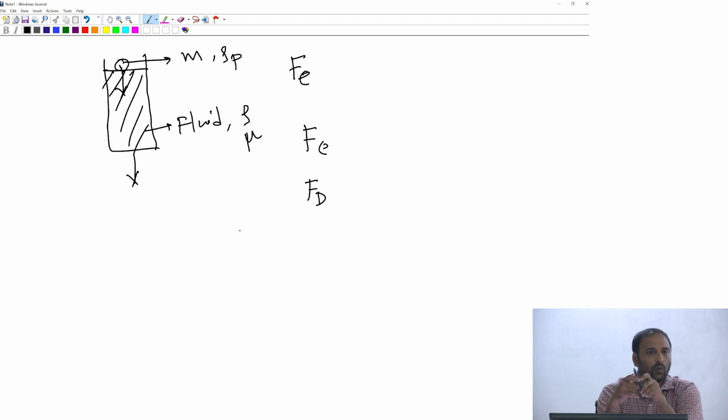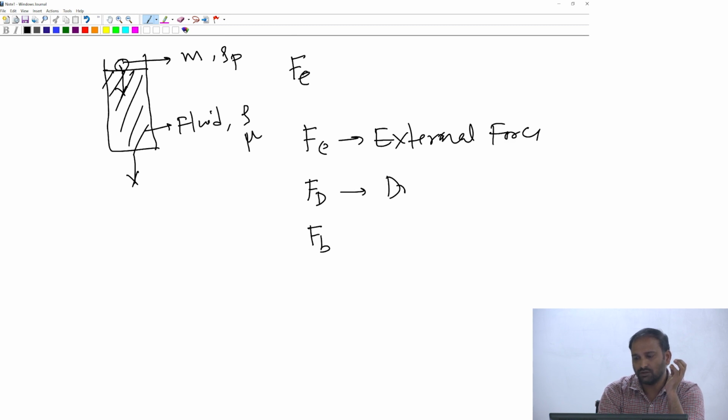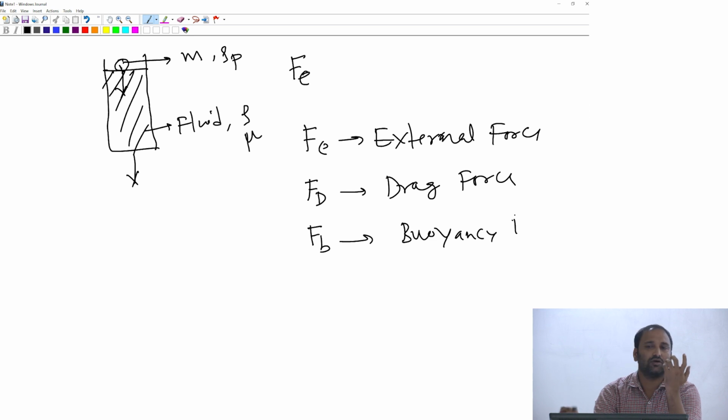Now when the particle enters the fluid, it is going to displace some fluid as well, right? Therefore there's also going to be buoyancy, Fb. This is your external force, this is your drag force, and this is your buoyancy.